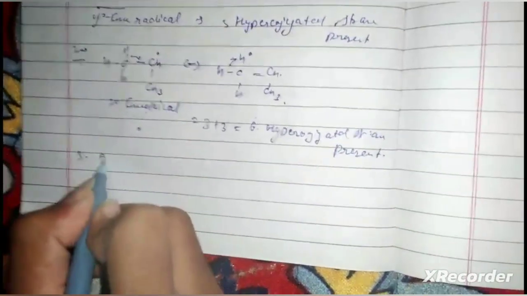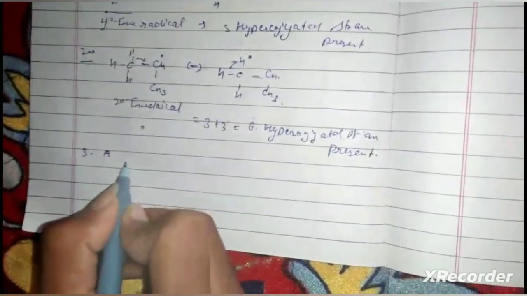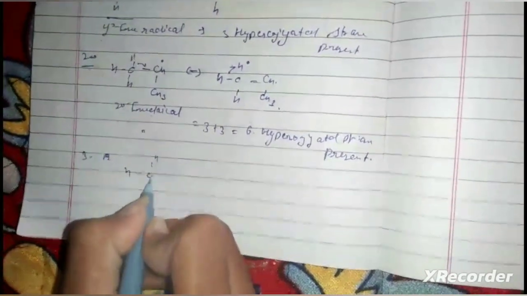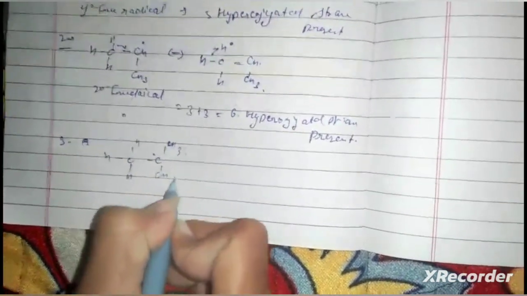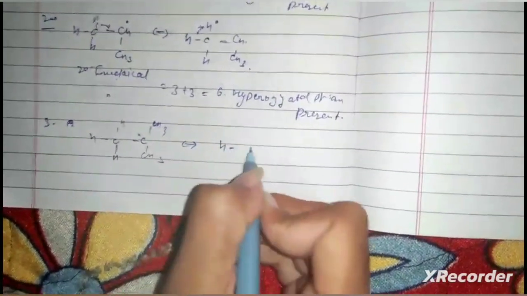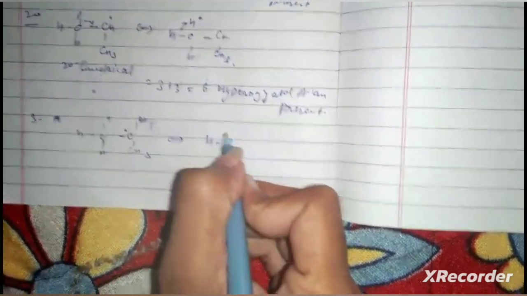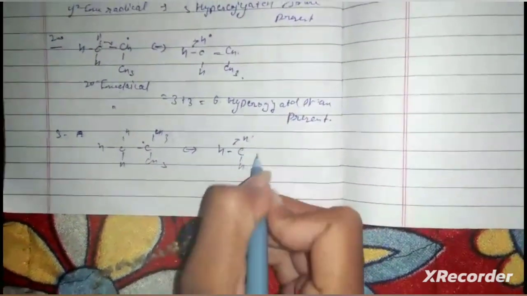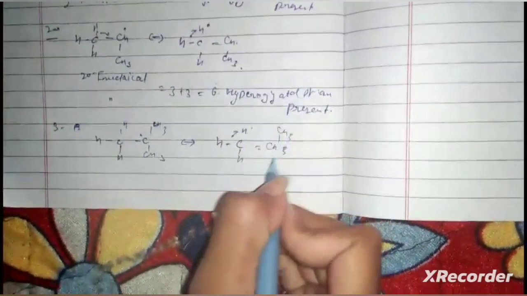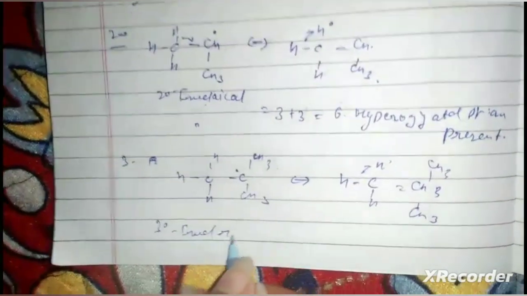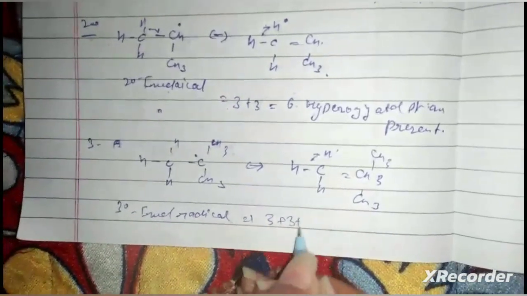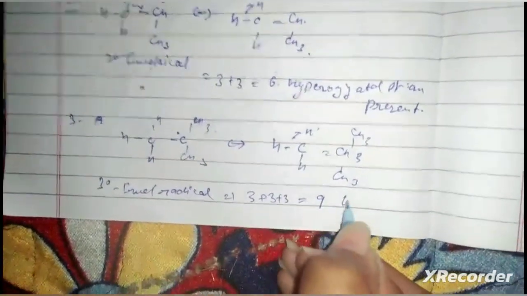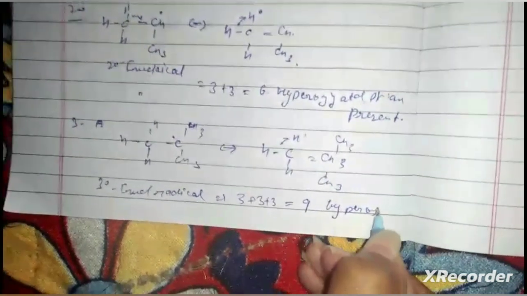In the tertiary free radical, the structure of the tertiary free radical is shown. There is another hyperconjugated structure represented in the tertiary free radical. 3 plus 3 plus 3 is equal to 9 hyperconjugated structures are present.